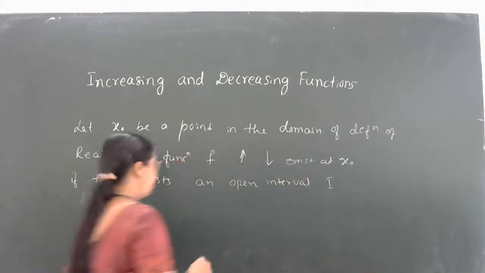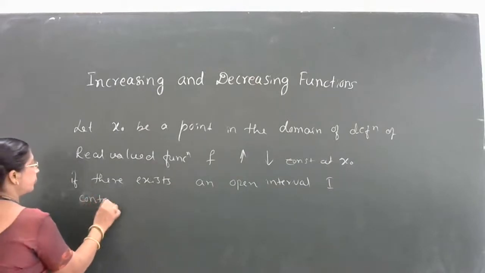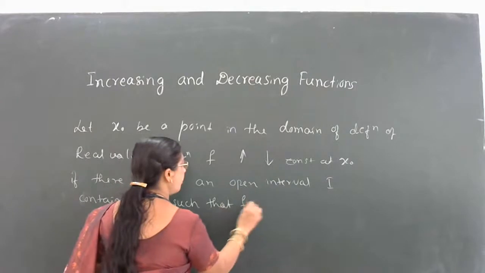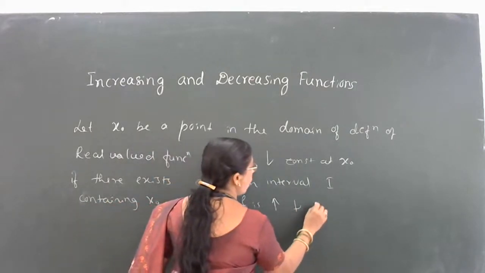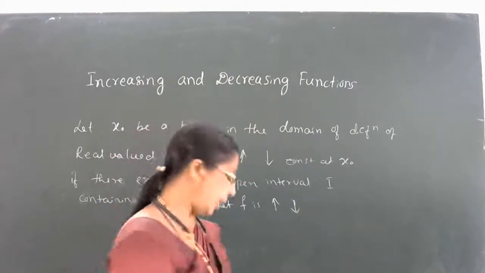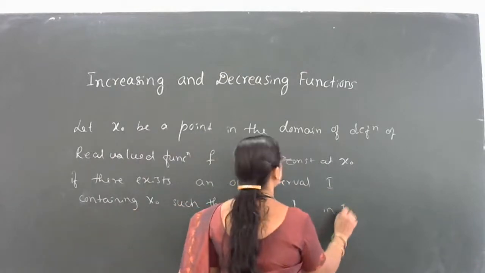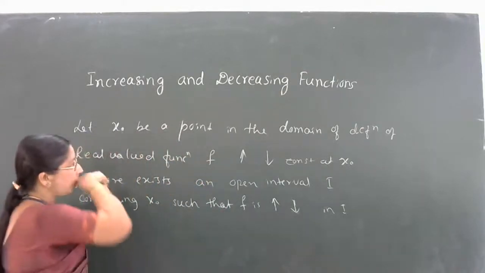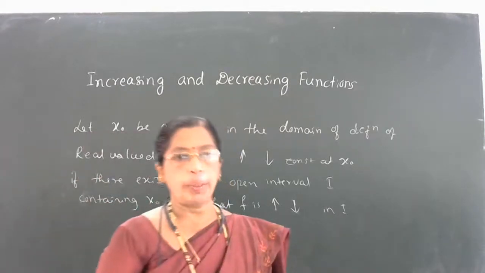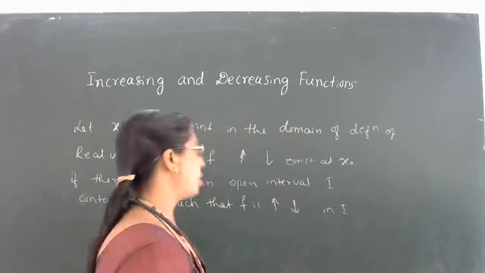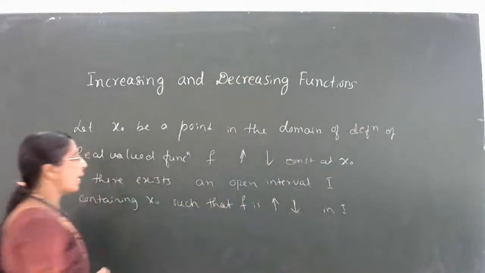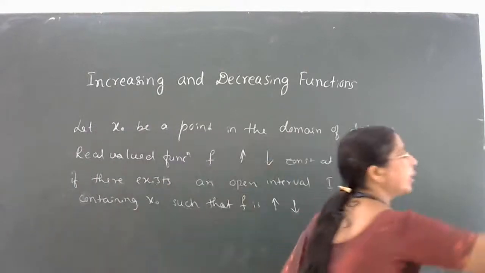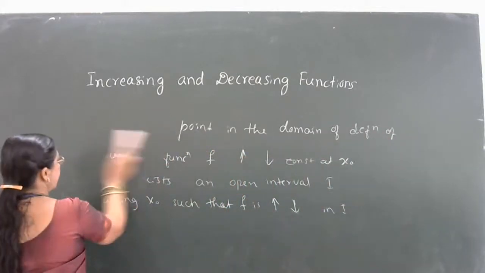Such that f is increasing, decreasing, or strictly increasing or strictly decreasing respectively in I. Means, let x0 be a point in the domain of definition of the real valued function f. f is said to be increasing, decreasing, strictly increasing or strictly decreasing at x0 if there exists an open interval I containing x0 such that f is increasing, decreasing, or strictly increasing or strictly decreasing.